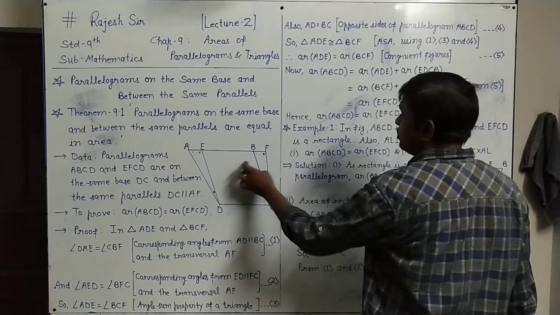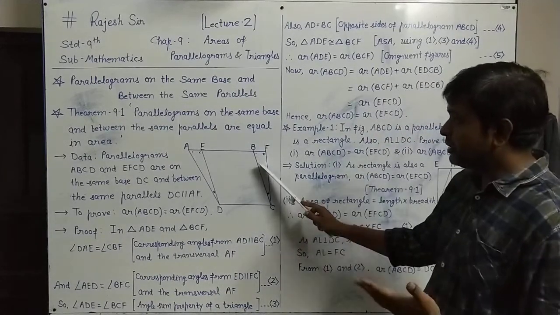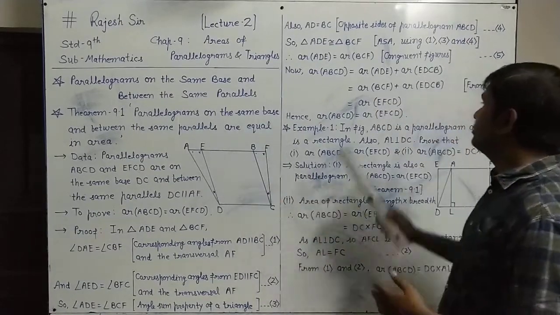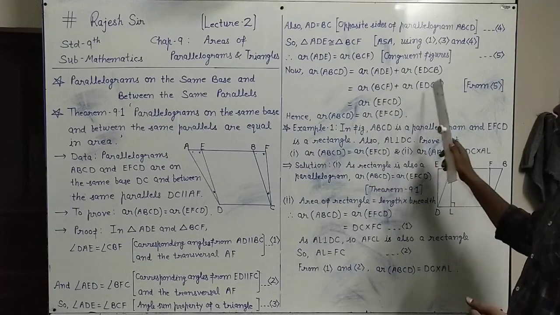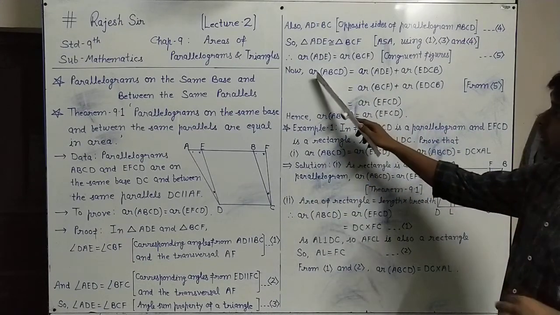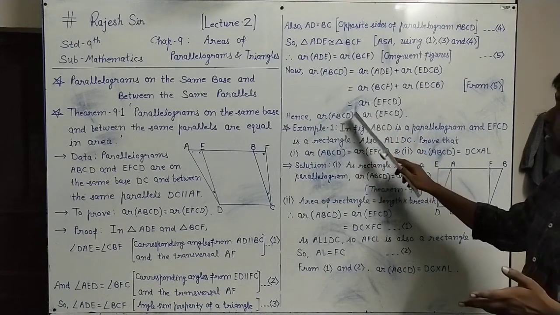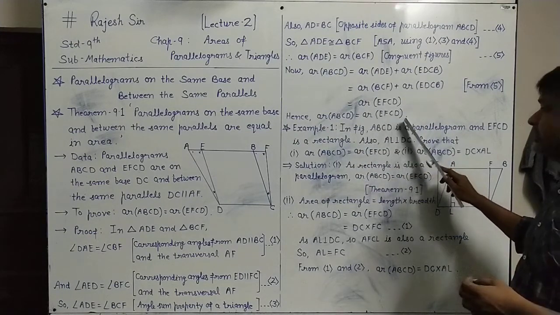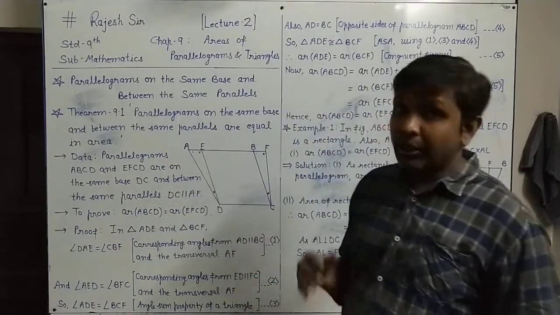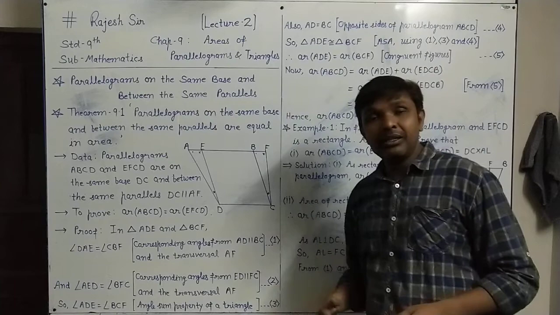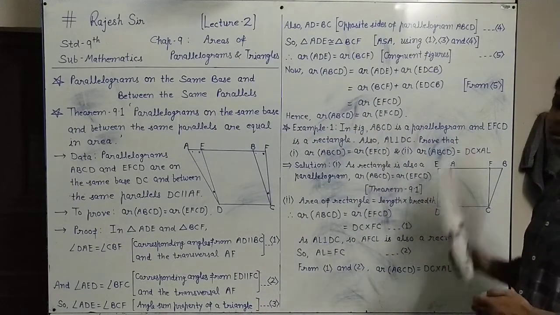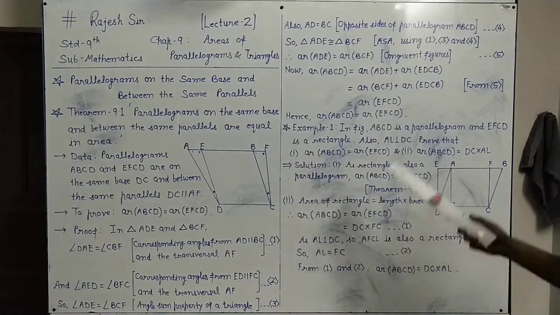Sum of these two, what does it give? It gives EFCD, the whole. So in place of this sum, you can write area of EFCD. So what we started with on the left side, area of ABCD, equals what we are getting, area of EFCD, which is what we wanted to prove. And we have proved that parallelograms between the same parallels and on the same base have equal area. That way we have proved theorem 9.1 here.